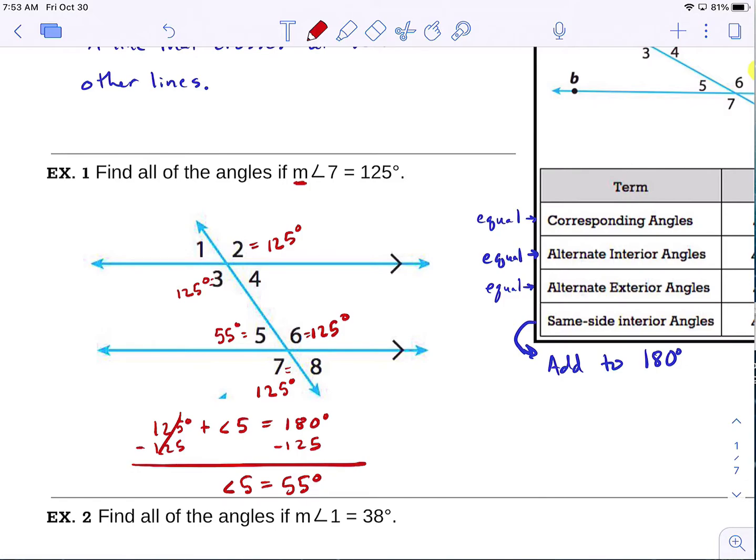Now, if we keep going from here, I can go right back up my list and keep doing the same things I just did. I can go back and use corresponding angles. I can use alternate interior angles. I can use exterior.